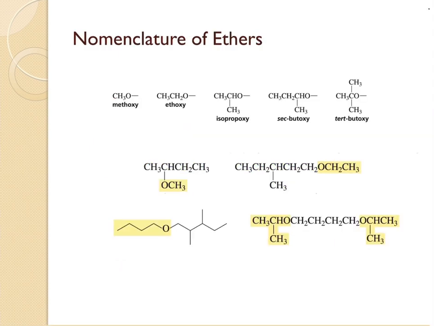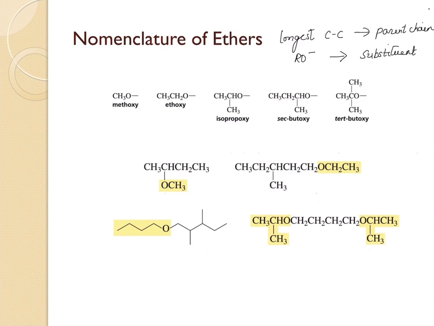IUPAC names of ethers. For the IUPAC name, we are going to first find out which alkyl group has got the longest chain. The longest carbon-carbon chain is going to be our parent name. And the next thing we are going to do here is, leaving the parent chain, there should be an alkoxy group, right? And this alkoxy group is primarily going to act as a substituent. And if there are more than one substituent, then we have to list them in alphabetical order.